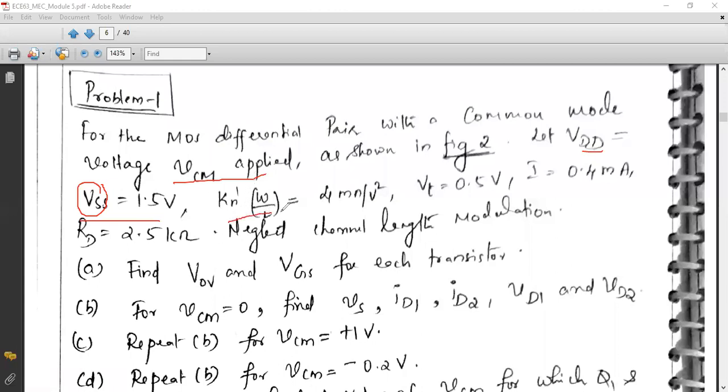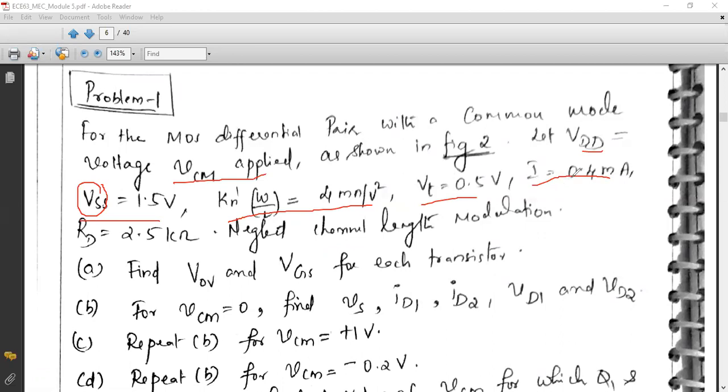Then we have Kn dash W by L equal to 4 milliampere per volt square, which is given in the question. Vt is equal to 0.5 volt. Then capital I equal to 0.4 milliamps. That is the overall current. The overall biasing current of the circuit is 0.4 milliamps.